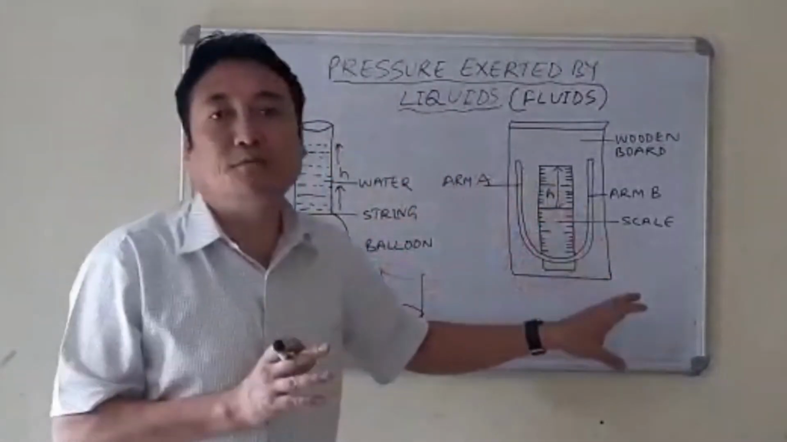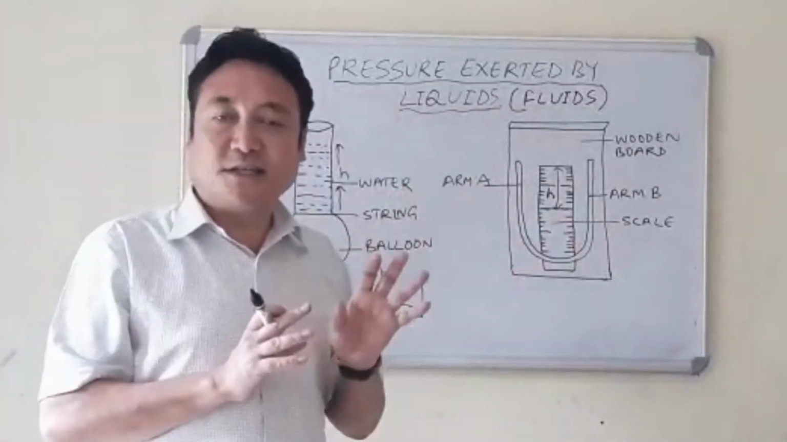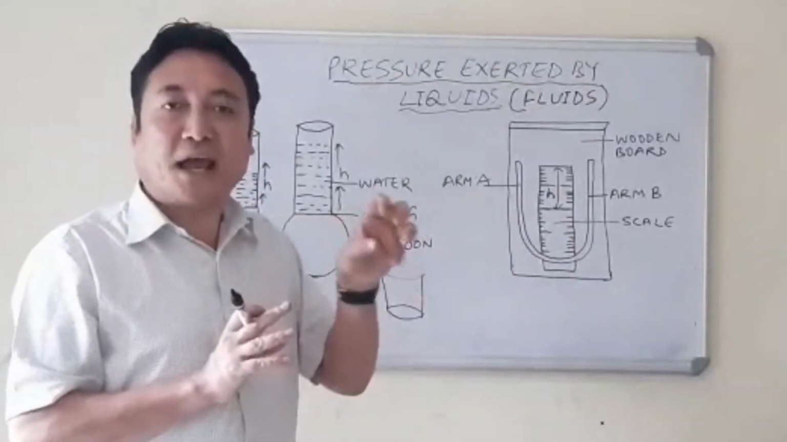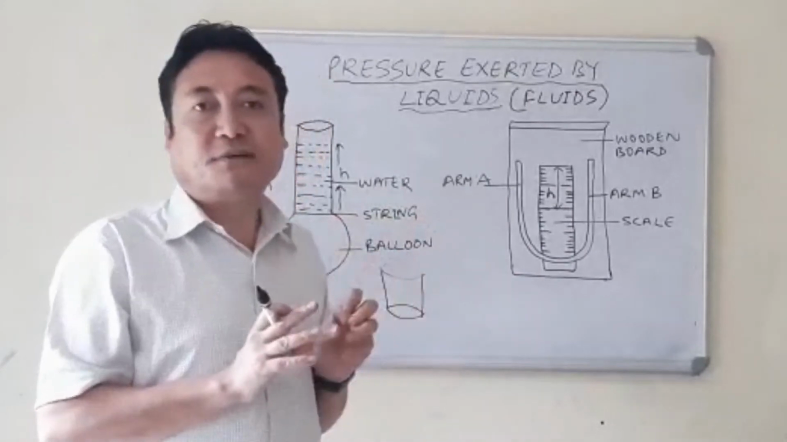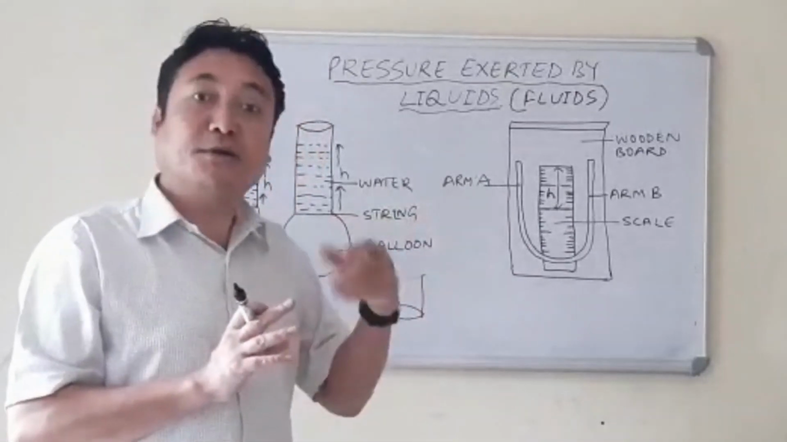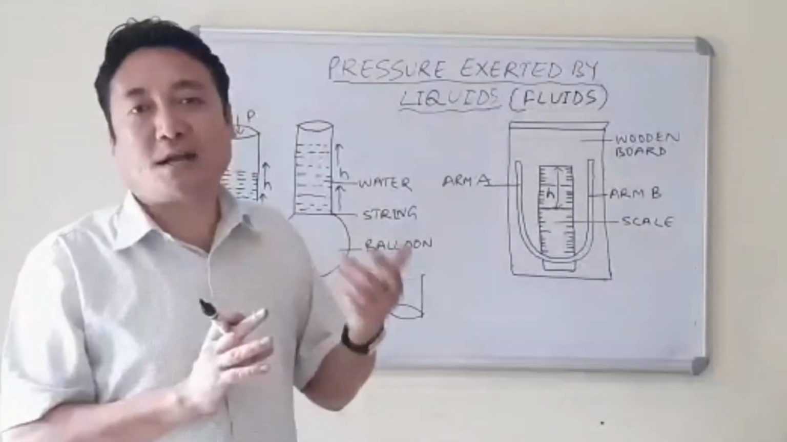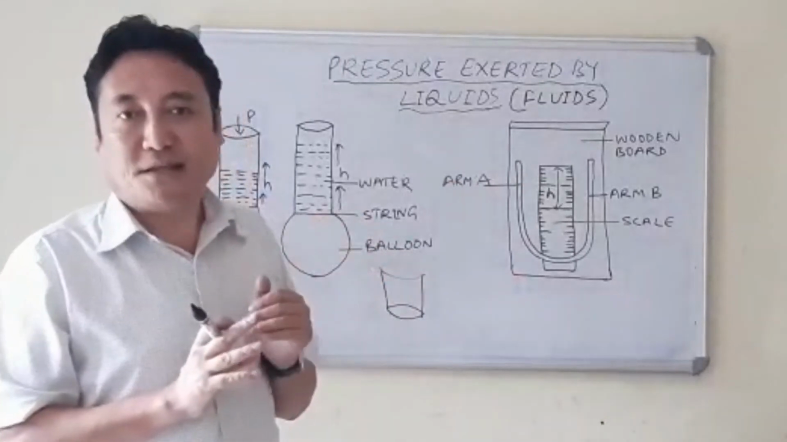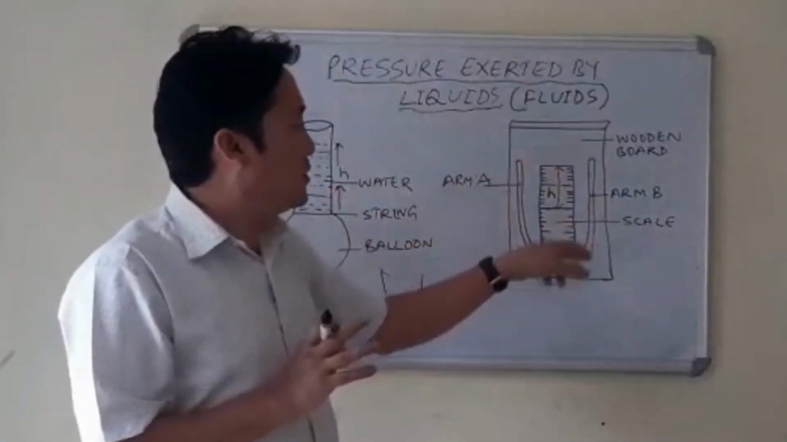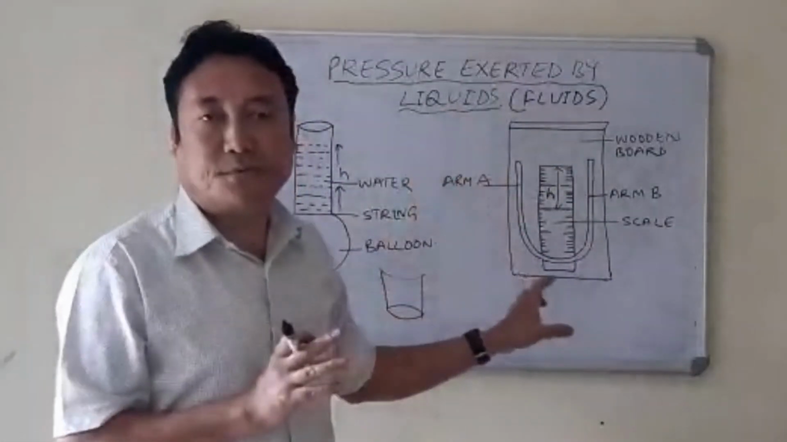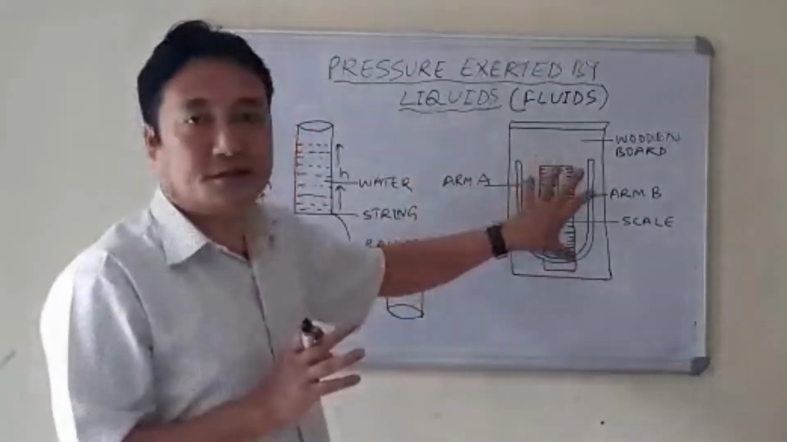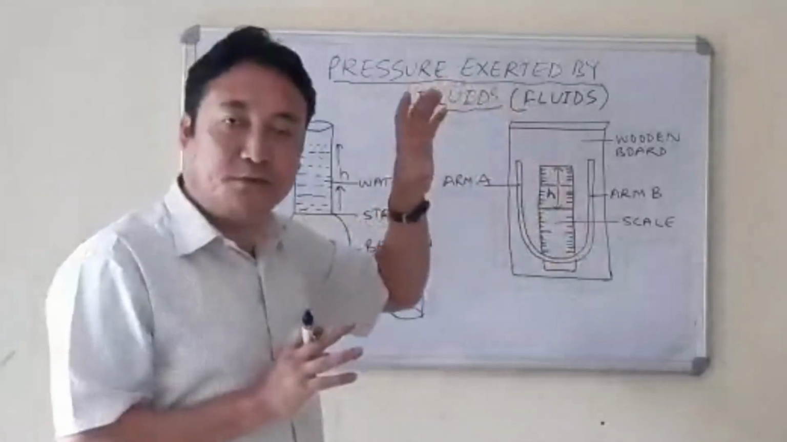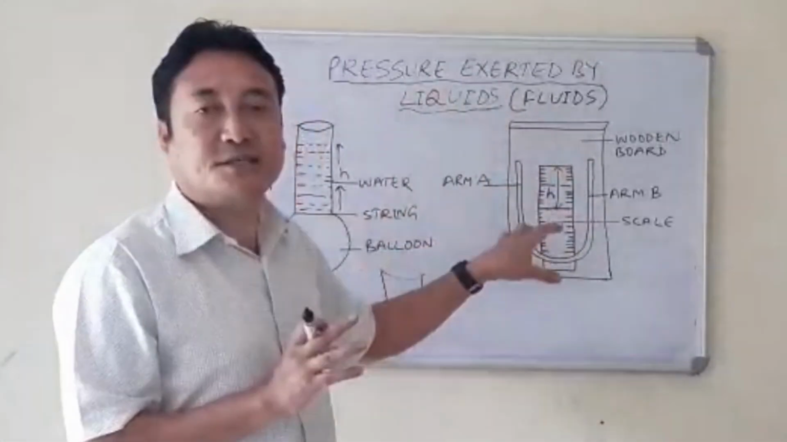The next one is the manometer. A manometer is an instrument to measure the pressure in a liquid. To measure the pressure exerted by the liquid, we use a device known as a manometer. The other one is the barometer, an instrument to measure atmospheric pressure, but the manometer measures the pressure exerted by the liquid. For that, you take a wooden board. On the wooden board, a U-shaped glass tube is fixed, along with a scale which will give the reading.